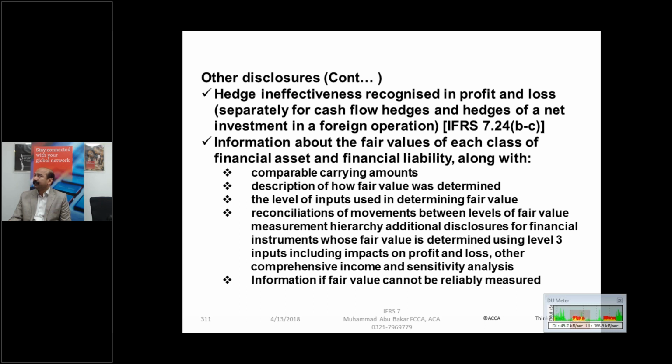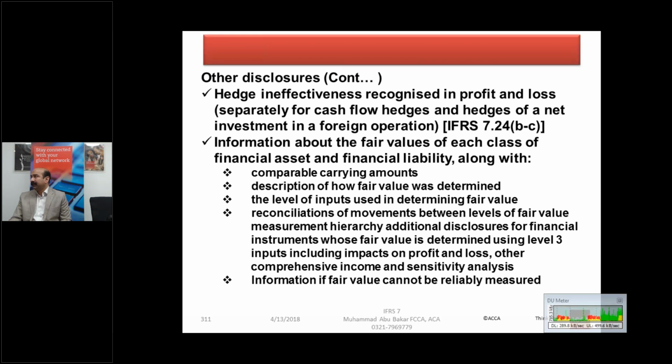Similarly, hedge ineffectiveness recognized in profit and loss separately for cash flow hedges and hedges of a net investment in a foreign operation. Information about the fair values of each class of financial asset and financial liability, along with comparable carrying amount, description of how fair value was determined, the level of inputs used in determining the fair value, reconciliations of movements between levels of the fair value measurement hierarchy, additional disclosure for financial instruments whose fair value is determined using level 3 inputs, including impacts on profit and loss, other comprehensive income, and sensitivity analysis. Information if fair value cannot be reliably measured.